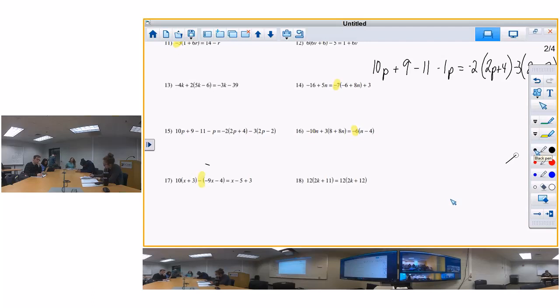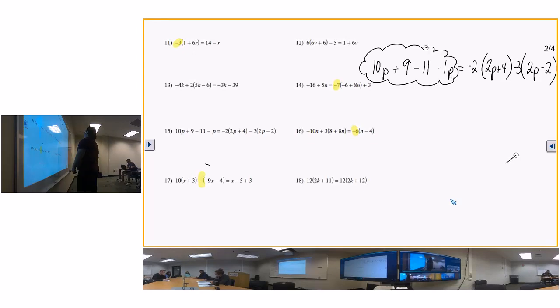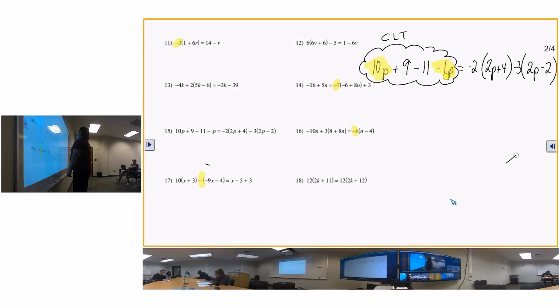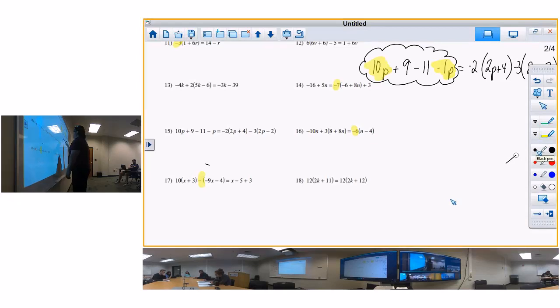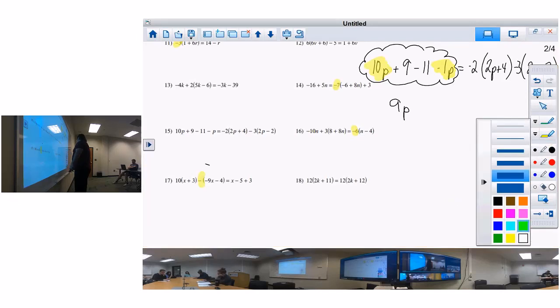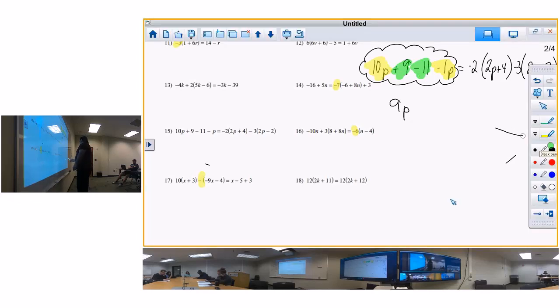So, before I do anything, is there anything I can do on this side? Combine like terms. I can do that first. So, I'm going to take my handy-dandy highlighter. And 10p minus 1p is 9p. And then I'm going to take my handy-dandy green highlighter. And I have $9. I owe $11. What's the outcome of having $9 and owing $11? You still owe $2. Thank you.